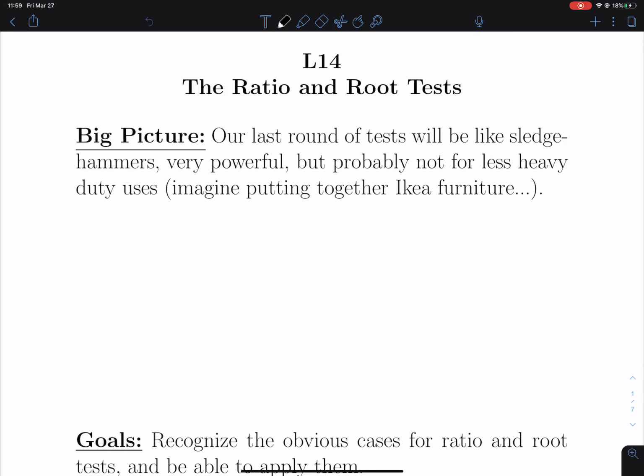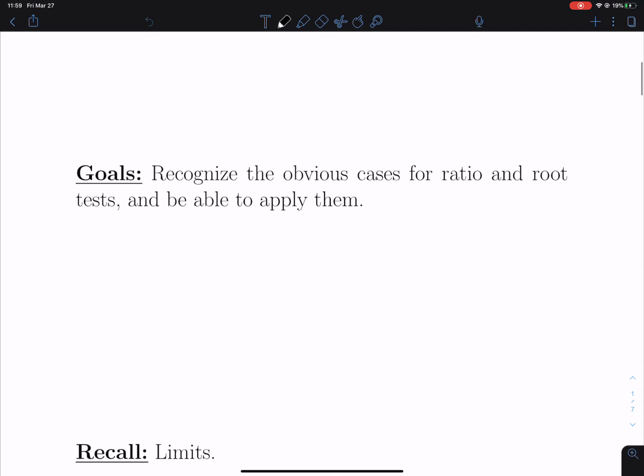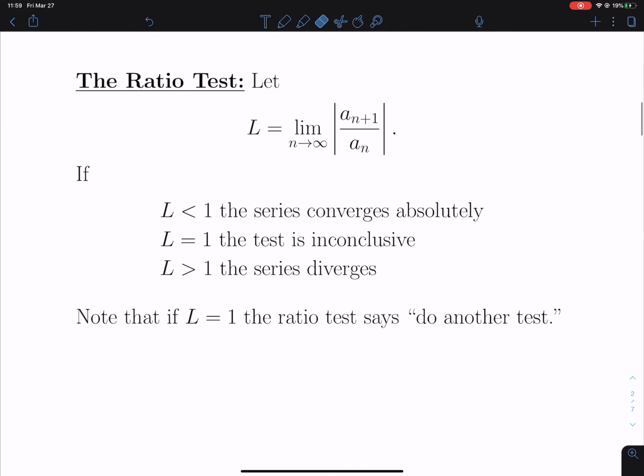So we have our last two tests. They will be like sledgehammers. They're very powerful, but probably not for less heavy duty uses. So imagine putting together IKEA furniture with a sledgehammer. Probably a bad idea unless you're into firewood. Okay, and so the really nice thing about ratio and root tests is they both have really obvious situations where you should be using them. Okay, so let's just jump in.